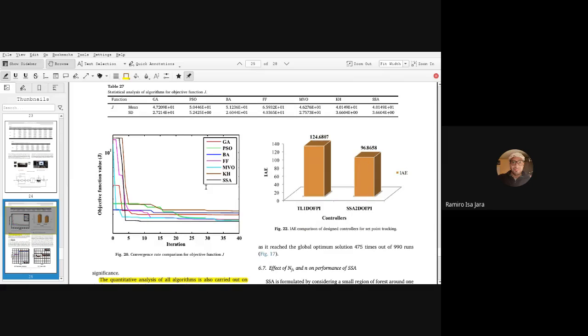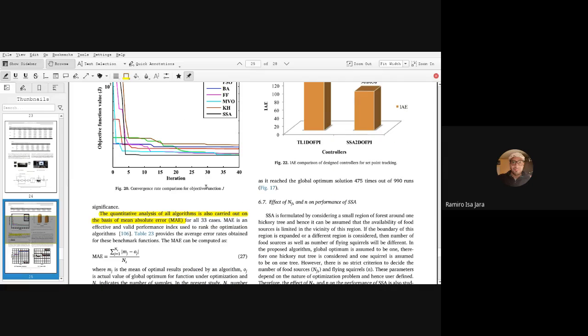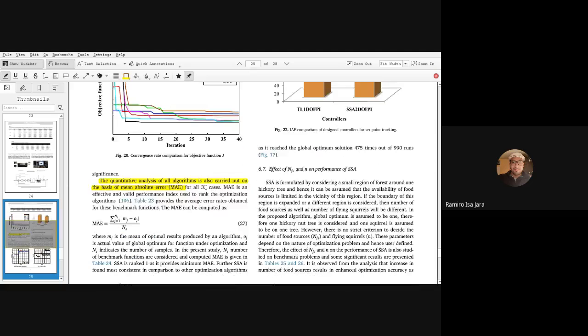Well, finally, in this paper, swarm algorithms are used to solve optimization problems in order to improve the time and the optimization solution, computing, processing, and time. That's all.